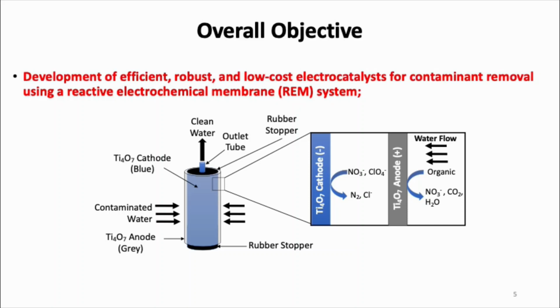So the way we conceive this working is we first pass our contaminated water through our anode, where we can oxidize our organic munition constituents to nitrate, CO2, and water. Then the water passes through a porous cathode, where we can electrochemically reduce nitrate and perchlorate that's either already present in the stream or that's generated on the anode itself. And the goal here is to have one technology that can remove all of these compounds.